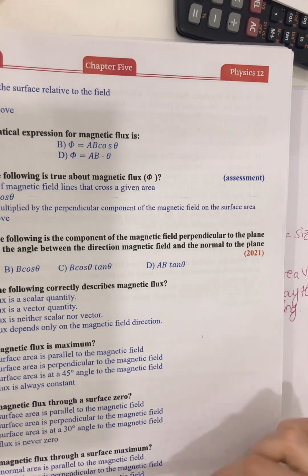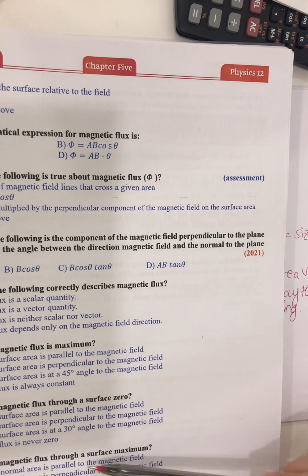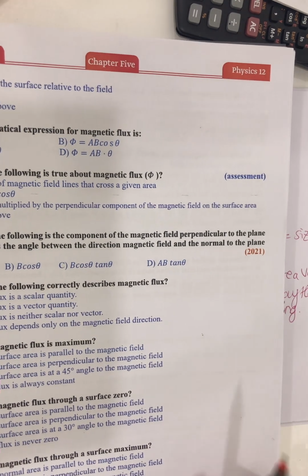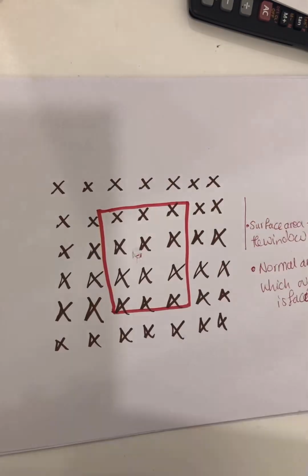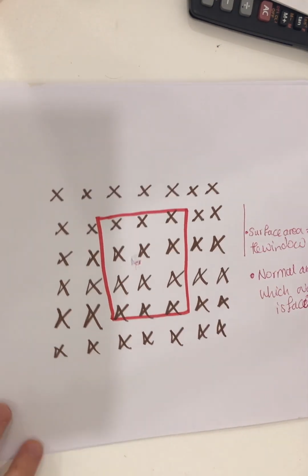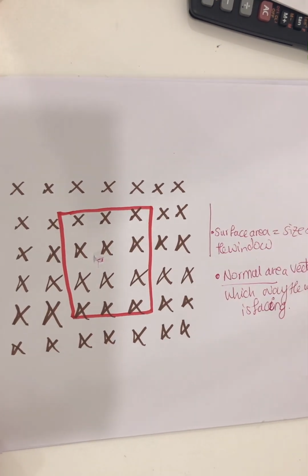But look at this one. It says, when is magnetic flux through a surface maximum? The answer would be A, when the normal area is parallel to the magnetic field. Now, this is what I want to focus on today. I wanted to focus on the difference between what's normal area and what's surface area.